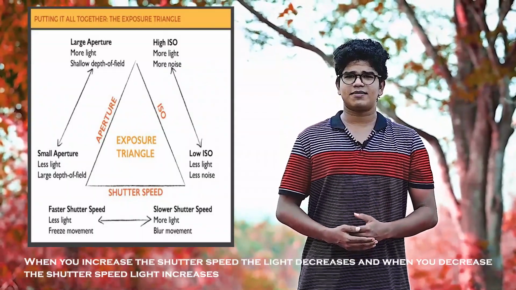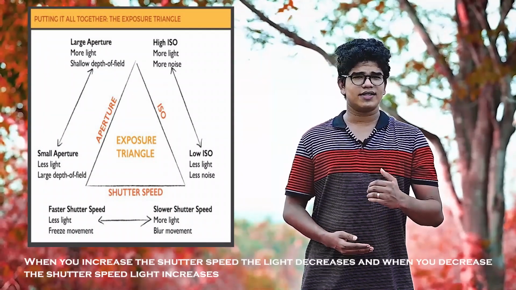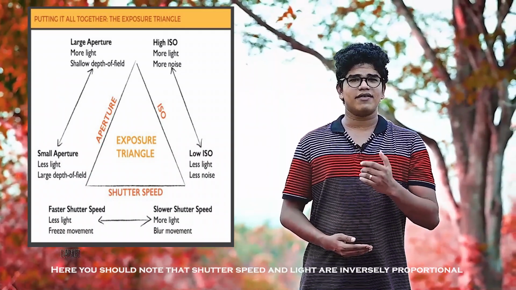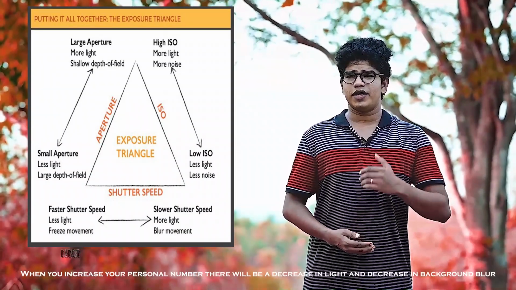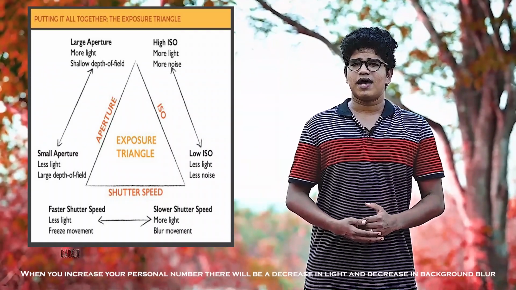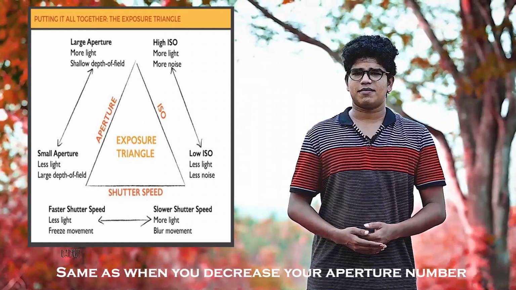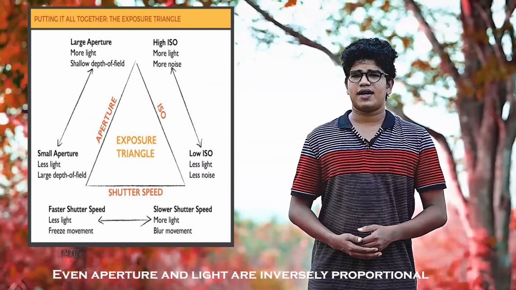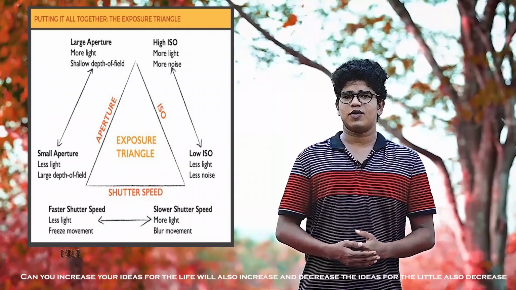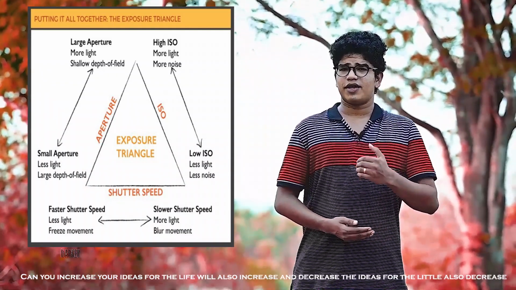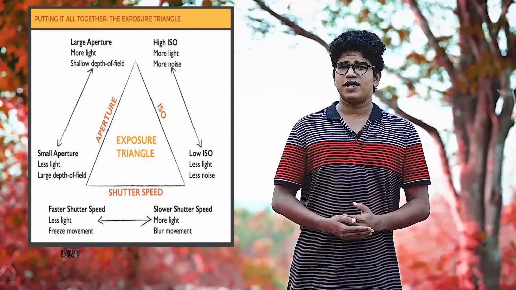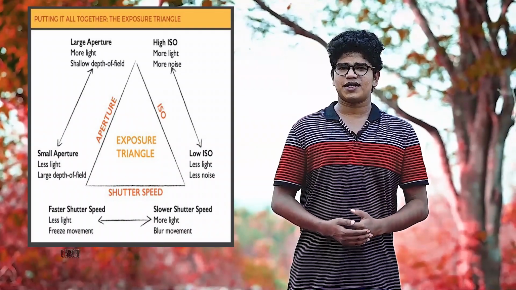When you increase the shutter speed, the light decreases, and when you decrease the shutter speed, light increases. Here you have to note that shutter speed and light are inversely proportional. Even when you increase your aperture number, there will be a decrease in light and also a decrease in background blur, and the same when you decrease your aperture number. The aperture and the light are inversely proportional. Here comes the ISO. When you increase the ISO, the light will also increase, and when you decrease the ISO, the light also will decrease along with the ISO. Here you should note that ISO and light are directly proportional.